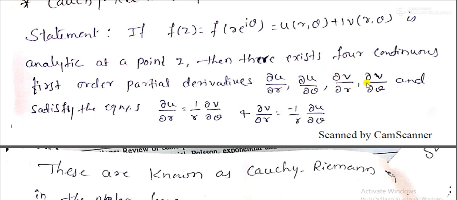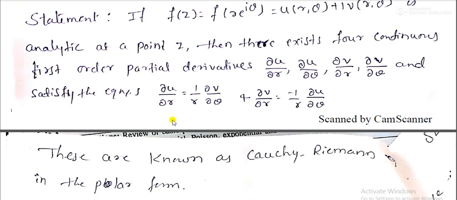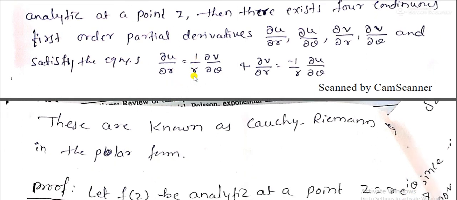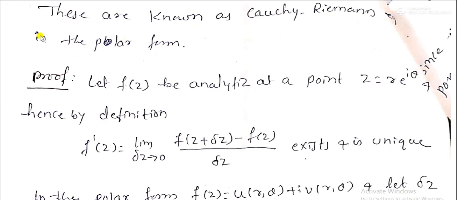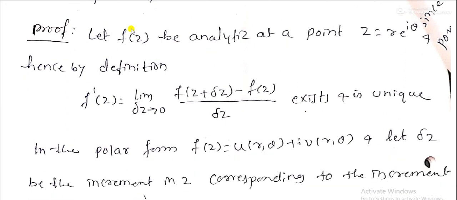So these are the four continuous first order partial derivatives: dou u by dou r, dou u by dou theta, dou v by dou r, dou v by dou theta, and they satisfy the equations dou u by dou r is equal to 1 upon r dou v by dou theta, and dou v by dou r is equal to minus 1 by r into dou u by dou theta. These are known as the Cauchy-Riemann equations in the polar form. Now we can see the proof.